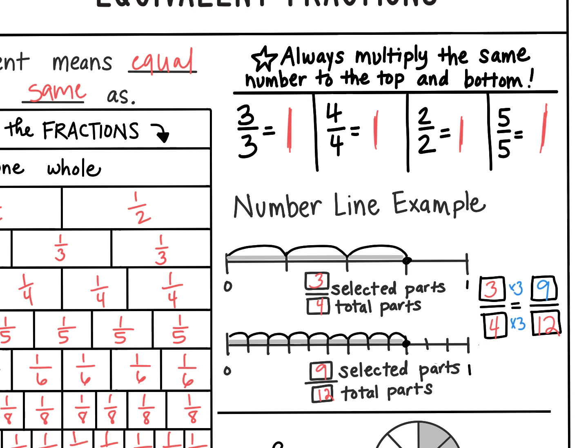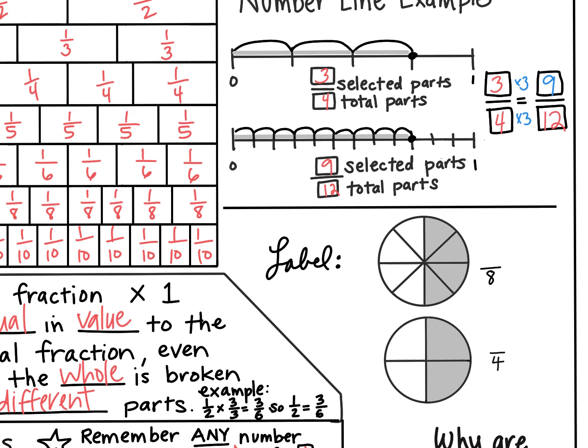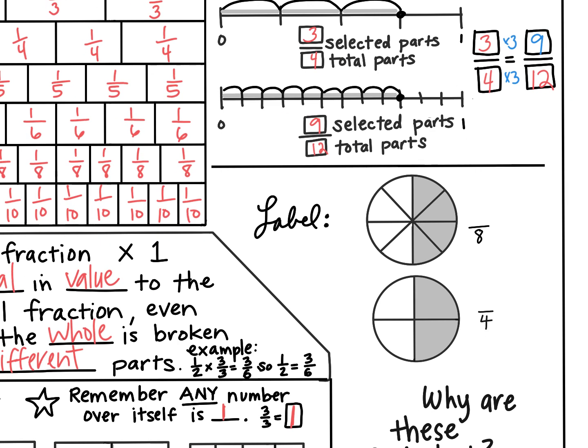Okay? Let's look at another different type of model. This time we have circles. I have 4/8 and 2/4. They're the exact same amount. This is a great example of the pizza, because pizzas come in circles. 4/8 is the exact same amount as 2/4. It doesn't really matter how you break it up, it's still the exact same amount. I'm still looking at overall 1/2 of that circle.